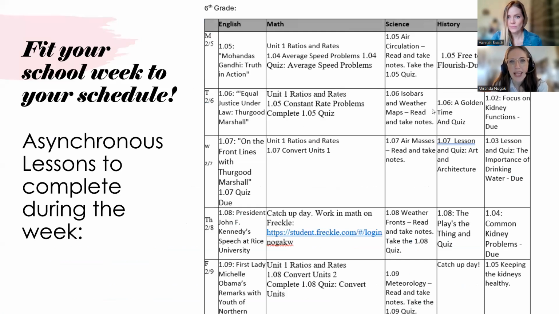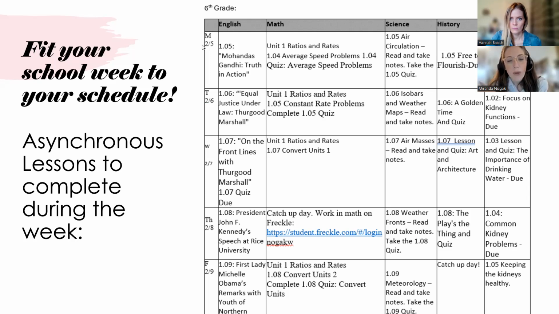So these next two slides, I hope visually compare the two programs. In the Flex program, we send out a weekly plan that shows the asynchronous lessons, the online lessons that students need to get done during the week. And even though it says Monday, Tuesday, Wednesday, Thursday, Friday, if a student knows they have other appointments on Friday, they can get all those lessons done Monday through Thursday.